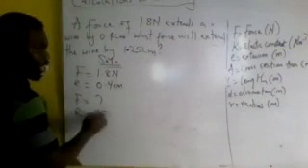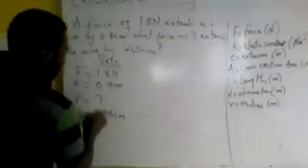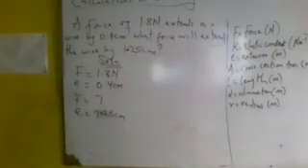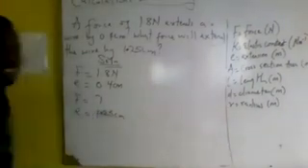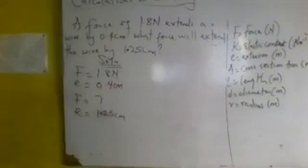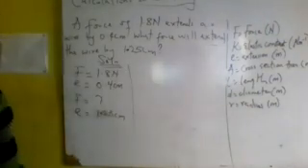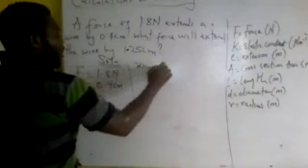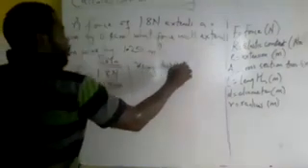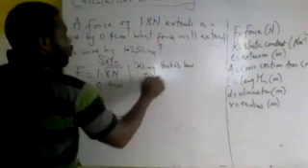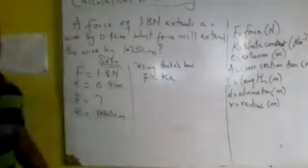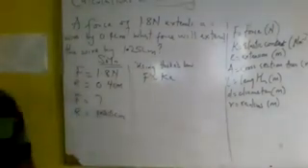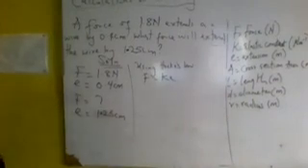By 1.25 centimeters. Of course, what do we do from here? Using Hooke's law, which is what? F is equals to KE. What we need to do is to obtain our K. Are you getting me? The value of K.